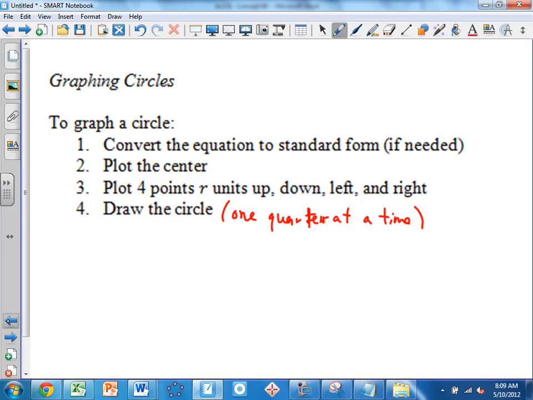So what we're going to do now is start with a very basic example. Let's say we had 28 equals x squared plus y squared, and we just wanted to draw a quick sketch. What would the radius of the circle be in this equation? Not 14, but I see why you say 14. You did divide it by 2, right?